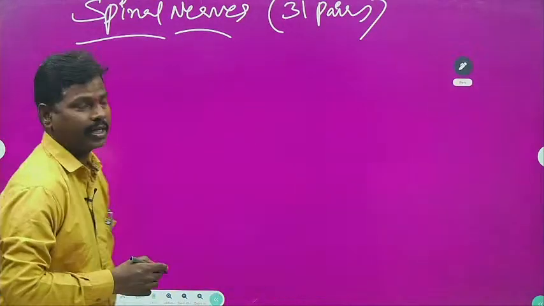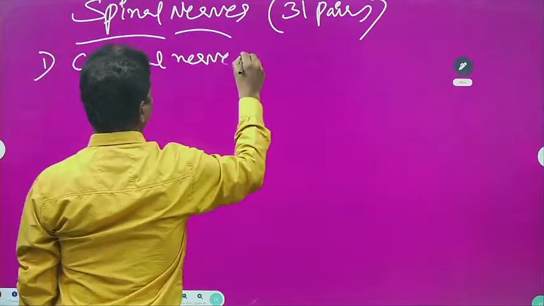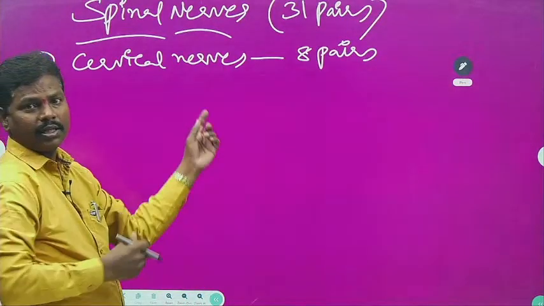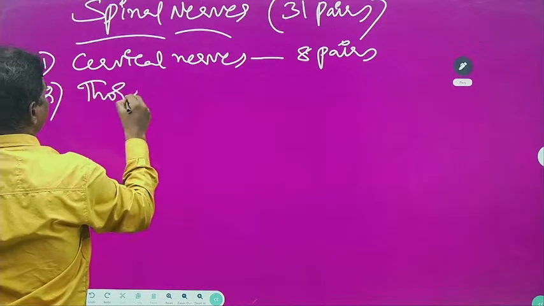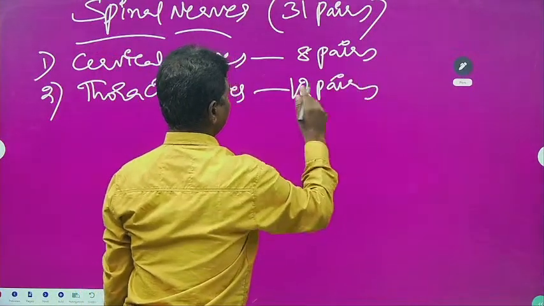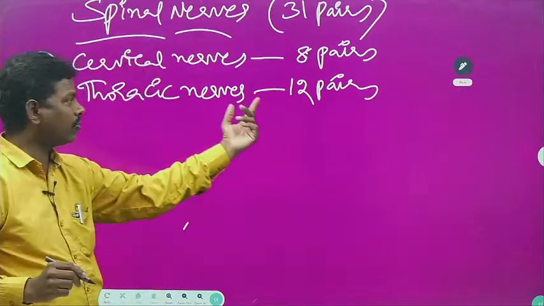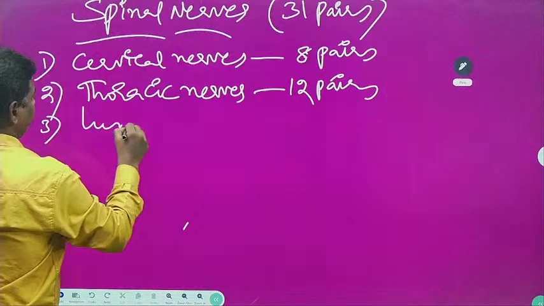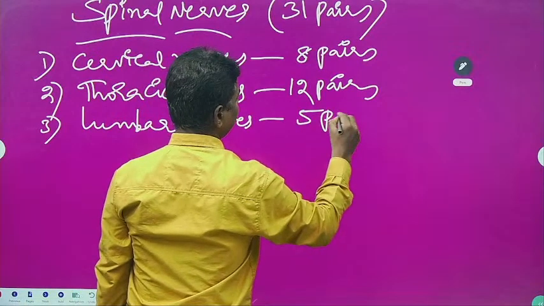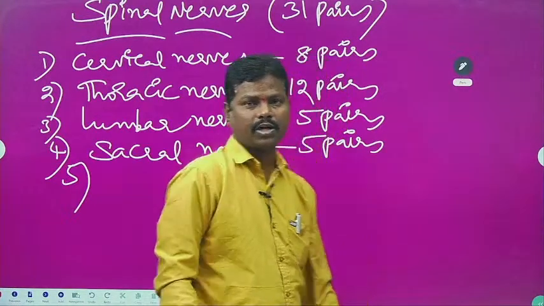They are 31 pairs. Number 1 is cervical nerves. Cervical nerves are 8 pairs. Next, thoracic nerves are 12 pairs. How many? 12 pairs. Third one is lumbar nerves. They are 5 pairs. Number 4, coccygeal nerve.